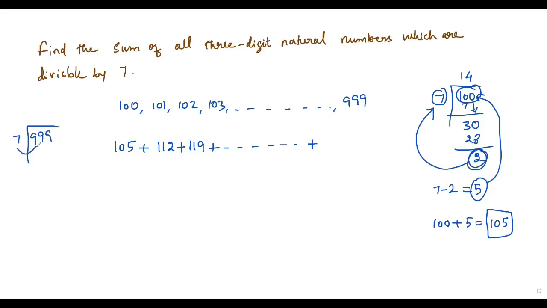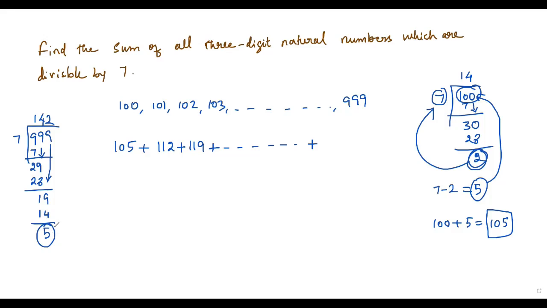So 7 goes into 9 1 times. I get remainder 2, and I can bring this 9 down. 29. 7 goes into 29 4 times. 28. I get remainder 1. So now I bring this 9 down. 19. So 7 goes into 19 twice. So 2 times 7 is 14. I get remainder 5. So the last 3-digit natural number 999 is not divisible by 7, because we don't get remainder 0, we get remainder 5.